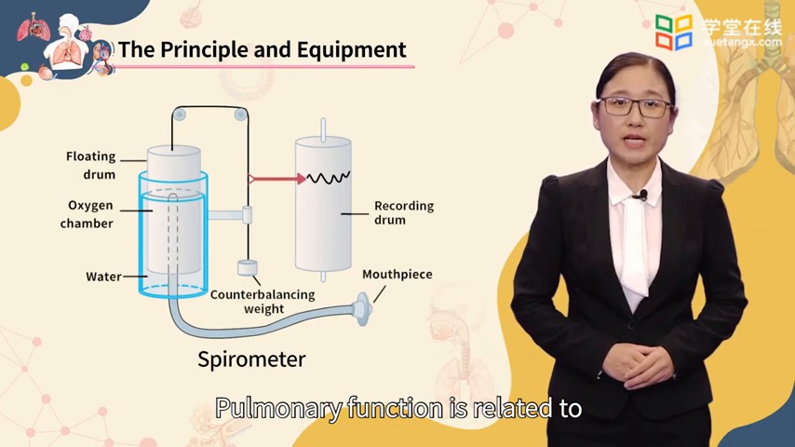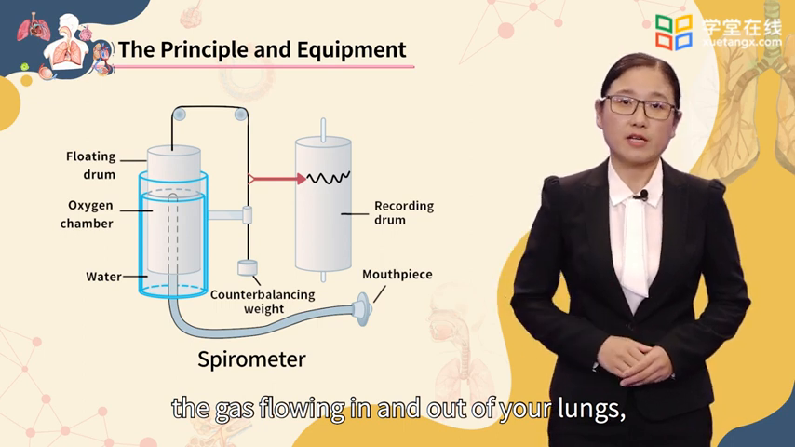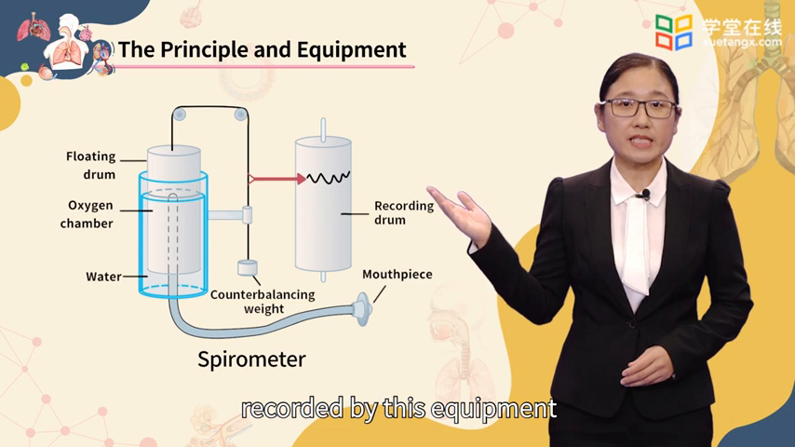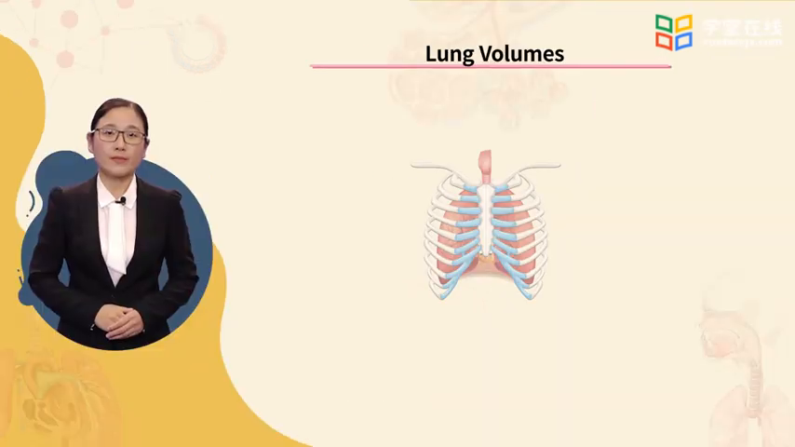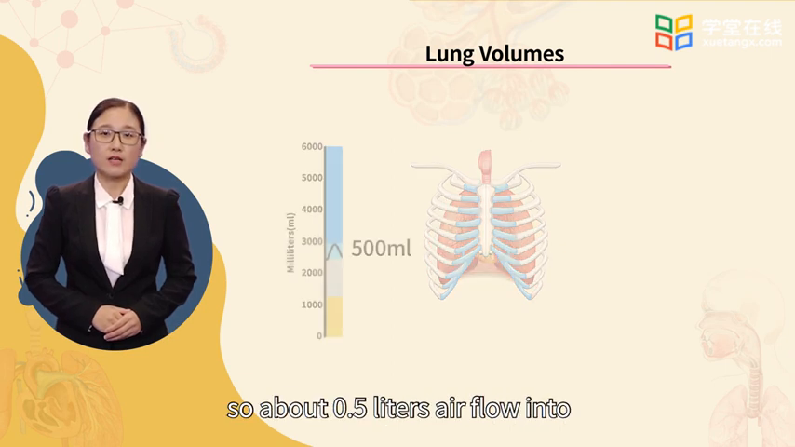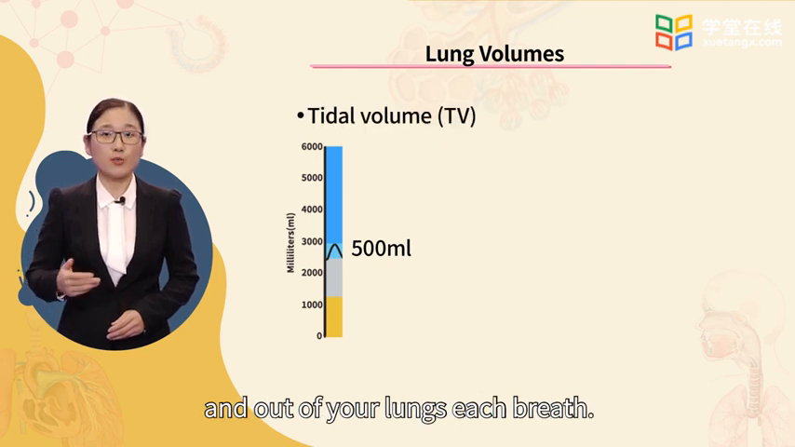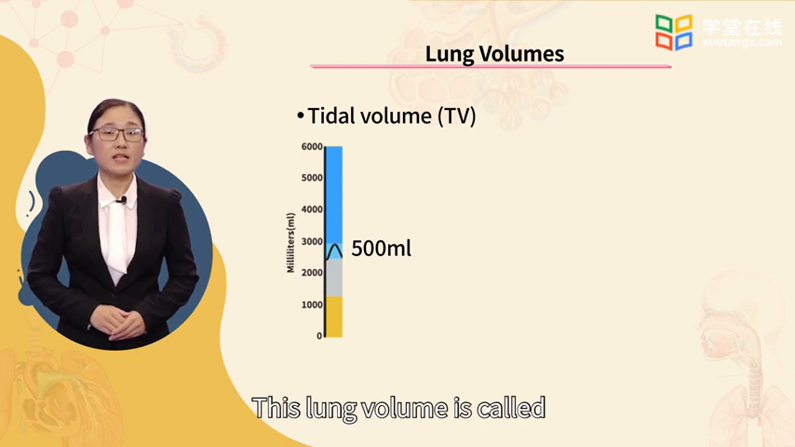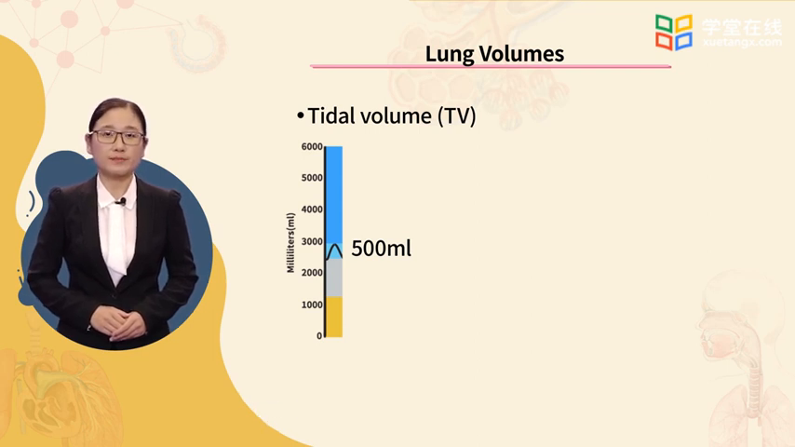Pulmonary function is related to the gas flowing in and out of your lungs, recorded by this equipment and represented by this curve. You are doing normal, quiet breathing right now. So about 0.5 liters of air flow into and out of your lungs each breath. This lung volume is called tidal volume, TV.